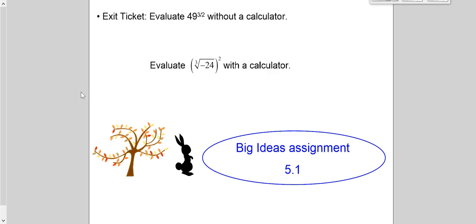Exit ticket. Ooh, almost done. Evaluate 49 to the 3 halves without a calculator, and then evaluate this one with a calculator. All right, pause here, give it a try. Break down your 49 into prime factors. Pause your video, give it a try. Square root of 7 squared is 7. And then to the 3rd power, 7 times 7 is 49. 49 times 7, 343.